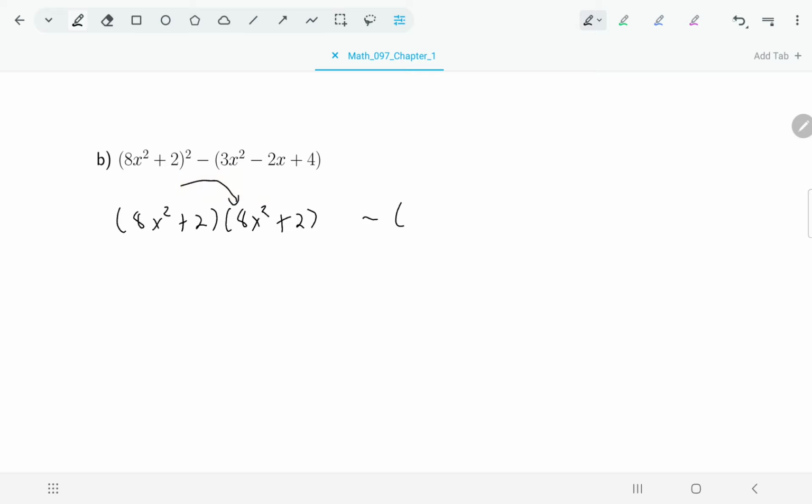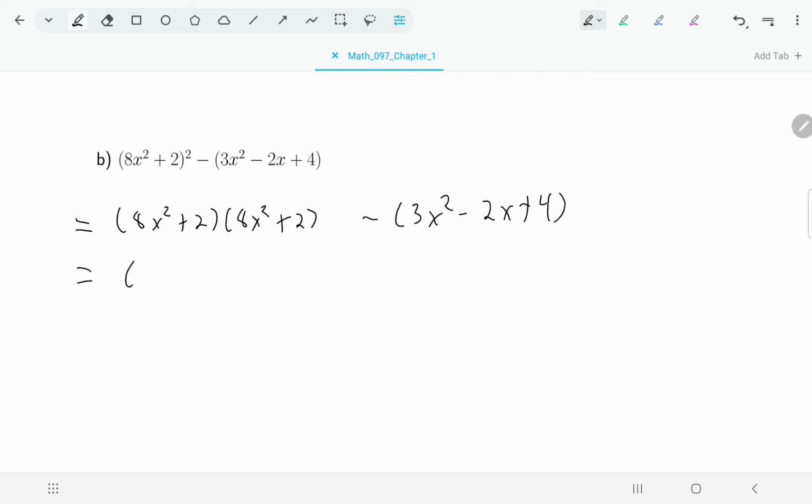Okay, I'm just going to write out the rest of what I've got here. So the 3x squared minus 2x plus 4. And like I said, I'm going to deal with the subtraction later, because with order of operations, we know multiplication comes first before we deal with addition and subtraction. So I'll start off. 8x squared times 8x squared.